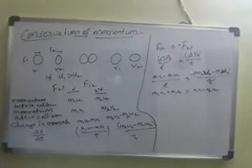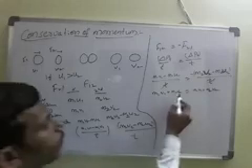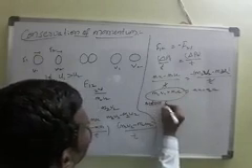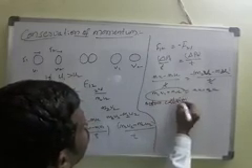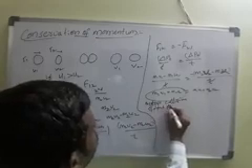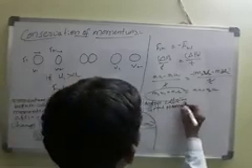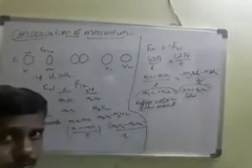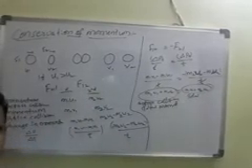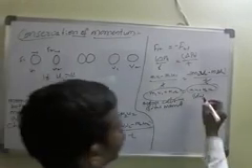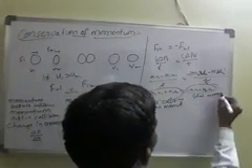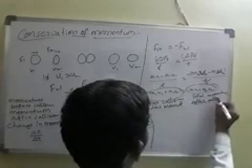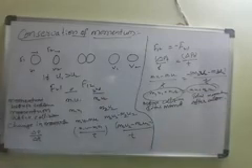So m1 u1 plus m2 u2 is the total momentum before collision, and m1 v1 plus m2 v2 is the total momentum after collision. Before collision, after collision, that is it.